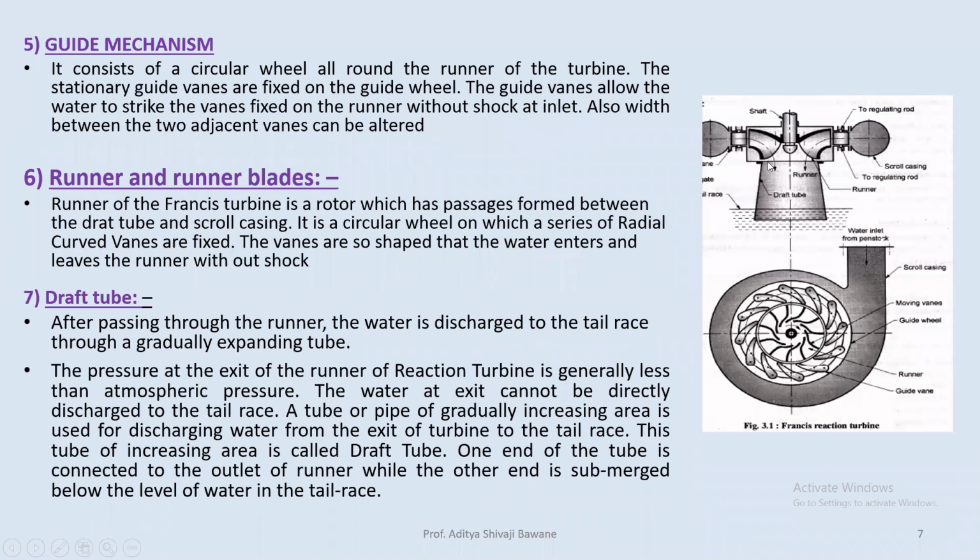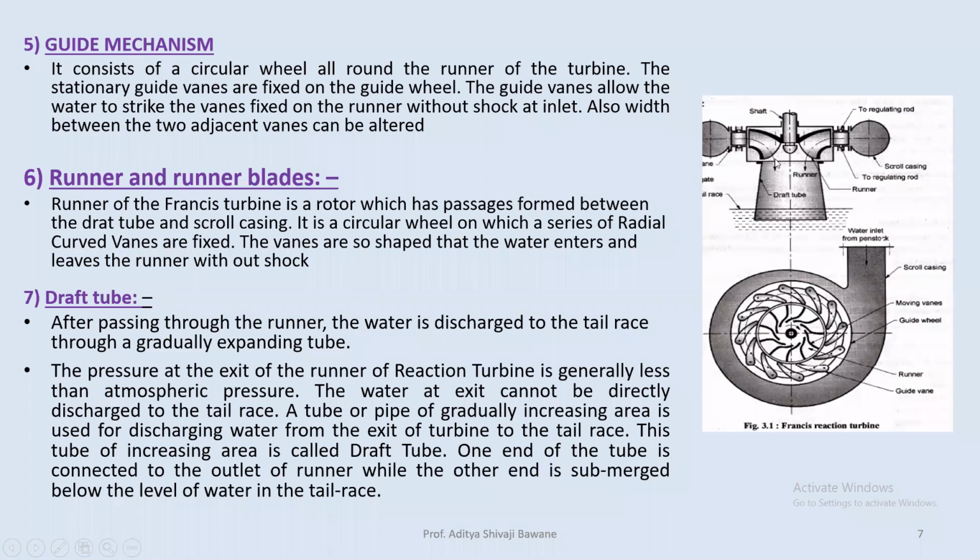So the last component is the draft tube. After passing through the runner, the water is discharged to the tailrace through a gradually expanding tube. So we are increasing the area of this draft tube from the inlet section to the exit. Why are we increasing this? Because the pressure at the exit of this turbine will be negative, or sometimes it will be in vacuum.